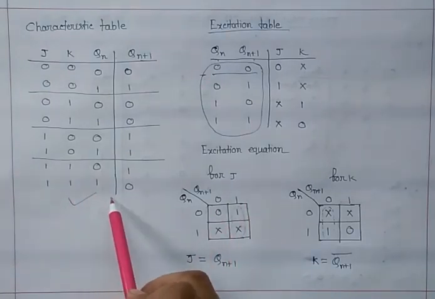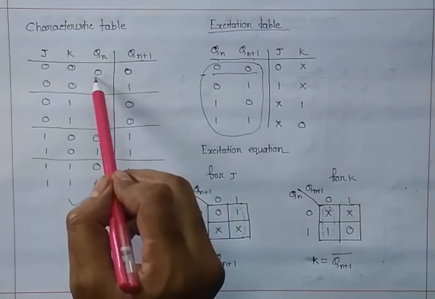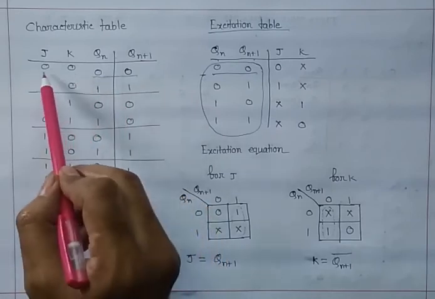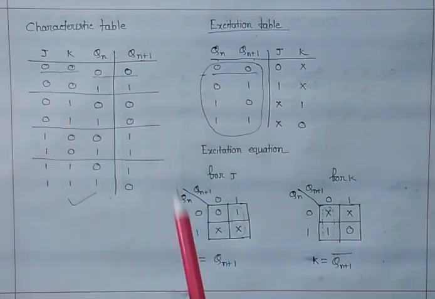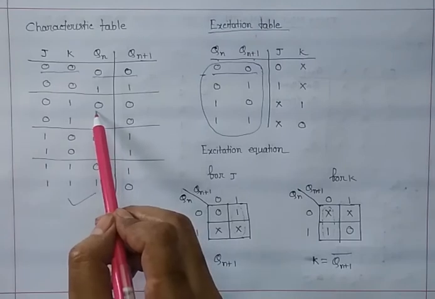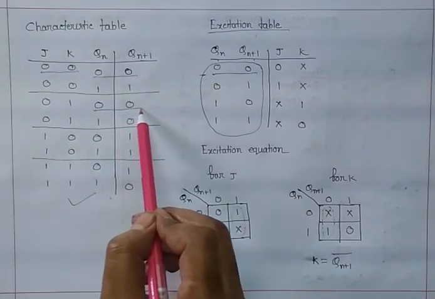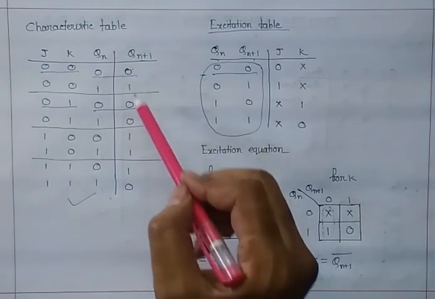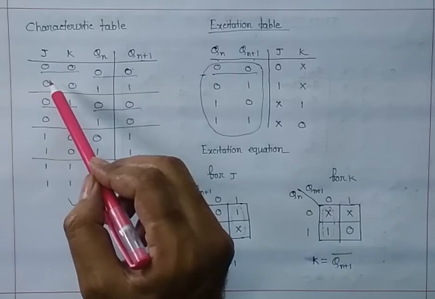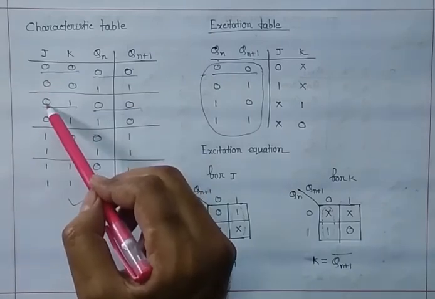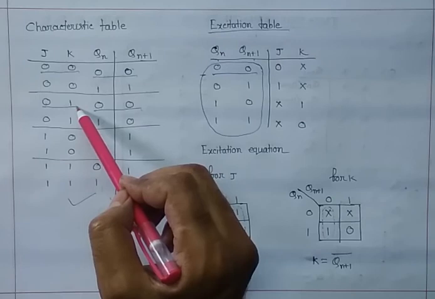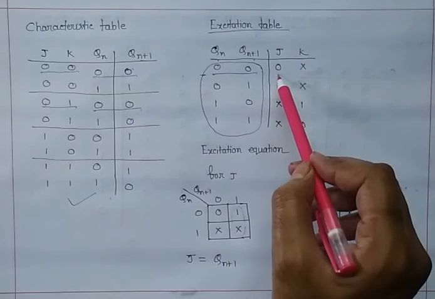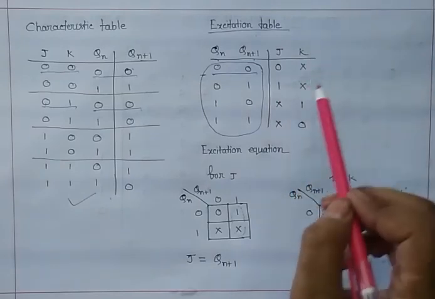Let's check the characteristic table. When Qn and Qn plus 1 was 0 0, at that time JK was 0 0, and also here Qn plus 1 is 0 0 but JK here is 0 1. That means for these two lines the value of J remains constant and the value of K varies. That's why we are writing the output J equal to 0 and K as don't care.